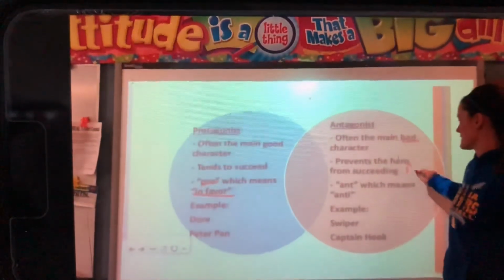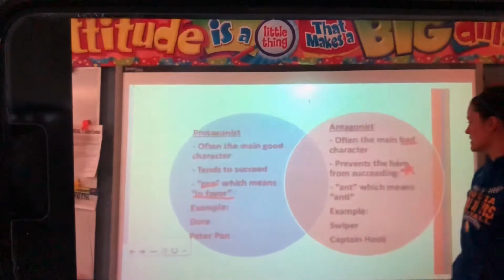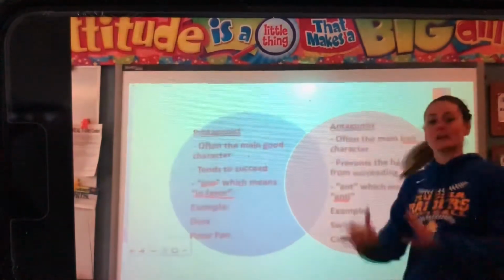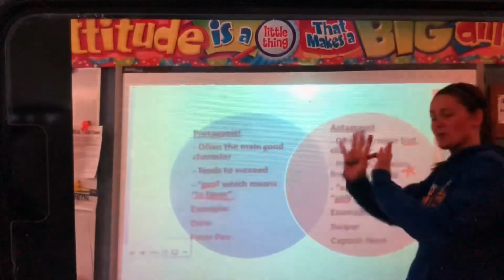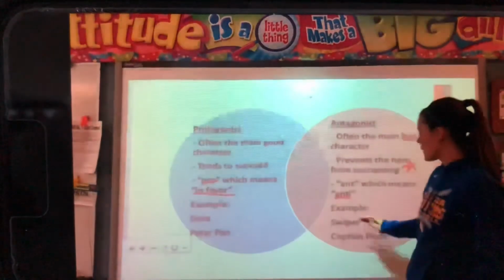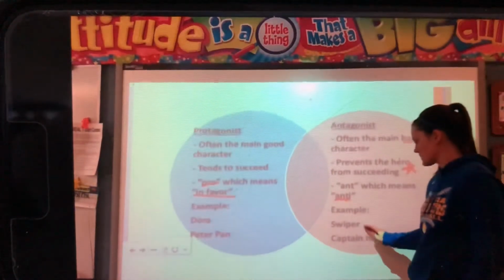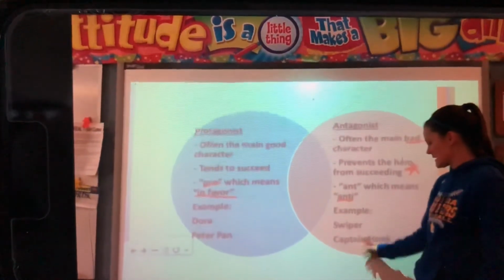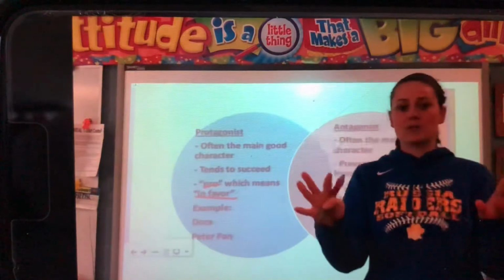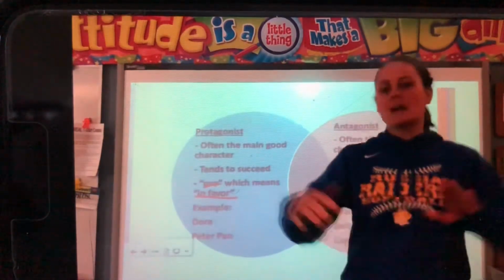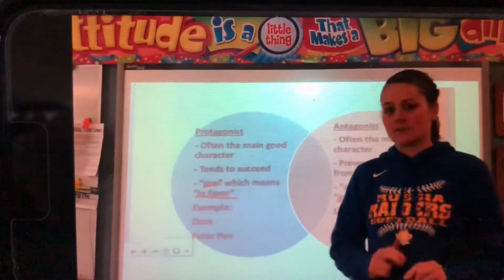Over here we have antagonist, often the bad character in the book, movie, whatever. Prevents the hero from succeeding. That's kind of the definition. Anti, we know, means to work against. A prefix anti, work against. The antagonist is working against the protagonist. Swiper no swiping in Dora the Explorer would be considered an antagonist, and Captain Hook in the movie Peter Pan is the antagonist. Okay, so that should be a good review of protagonists and antagonists, but let's go ahead and look at static versus dynamic characters.